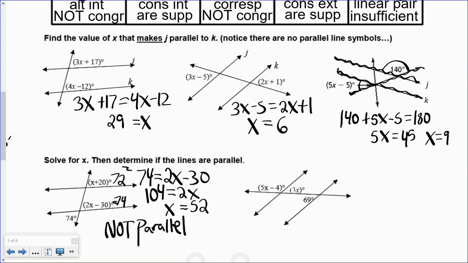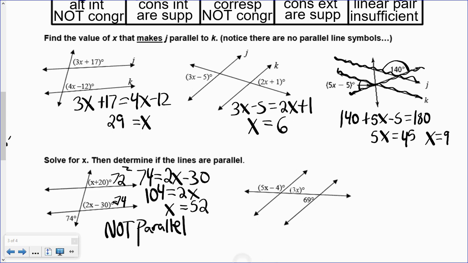Okay, this next one, we're doing the same kind of thing here. Do you see the parallel marks? Do you see the directions that you're allowed to make them parallel? No. So I cannot assume that they're parallel, so I can't use corresponding, consecutive, or alternate. Do I have any vertical angles to use like last time? No, no vertical angle. So what other relationship do we know from Unit 1 that I could use? Linear pair. You see a linear pair?